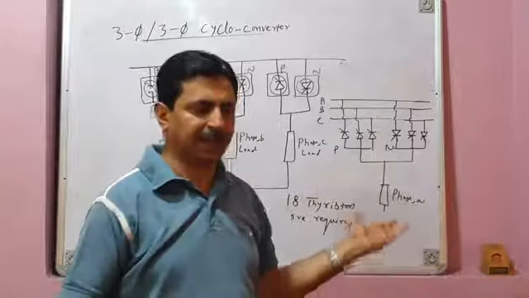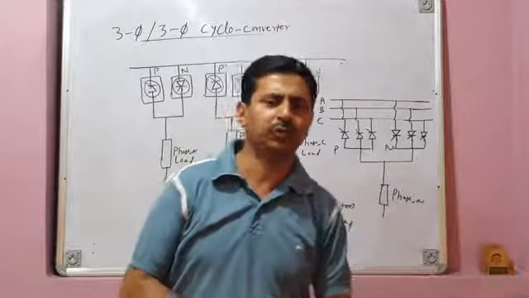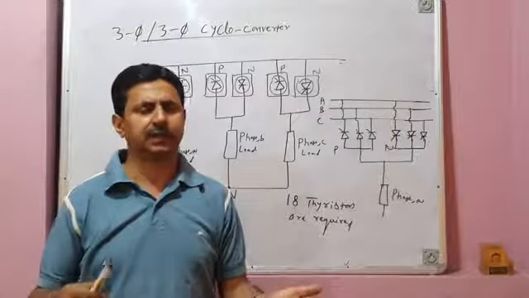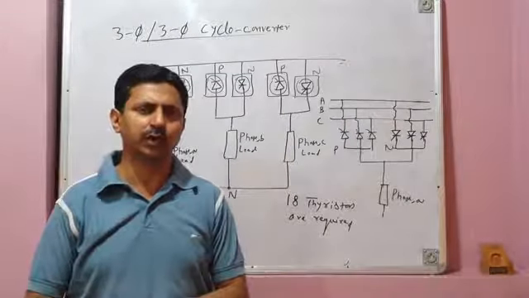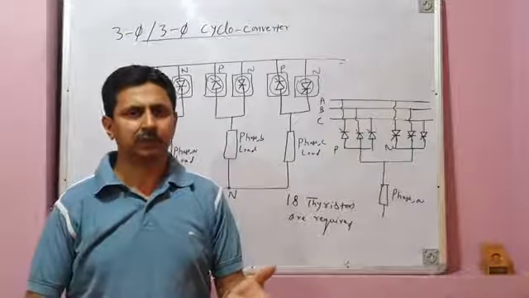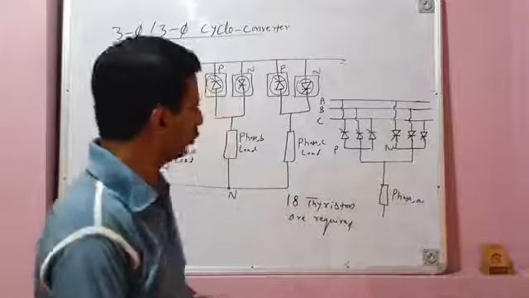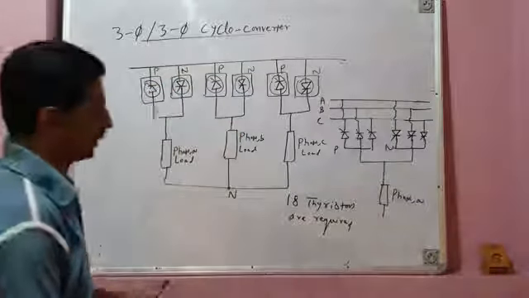I mean, here in the two waveforms, I have shown output voltage frequency as 1 by 3 of input voltage frequency. But it can be anything. It can be 1 by 4, it can be 2 by 4, okay? It can be 1 by 2. Okay? That depends upon your load requirement. So this is about the 3-phase to 3-phase cycloconverter.